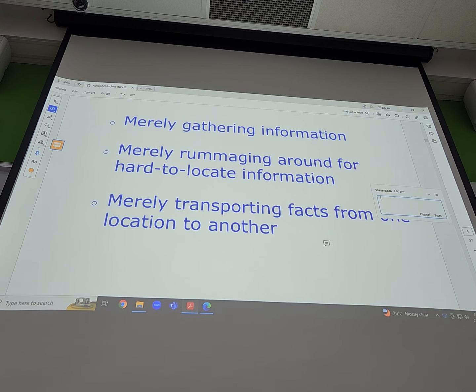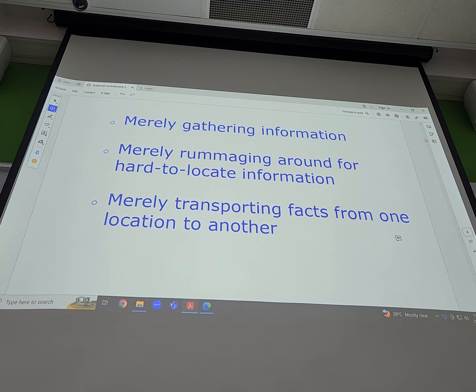Also, research is not about transporting facts from one location to another location. That means you read some old engineering journal and write about what they have done in some other journal. That is not research. That can be a part of a review rather than research.